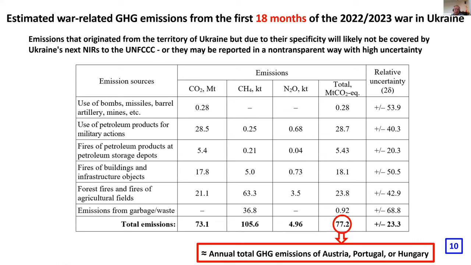To understand the scale of these emissions, I can say that it is of the order of the total GHG emission of Austria, Portugal, or Hungary. Some people who are not familiar with the specifics of the current war can say that IPCC guidelines are flexible, and in each sector there is a category like "other, please specify", and you can report this emission in these other categories. But this is emission caused by the action of the aggressor. Ukraine is not responsible for these emissions to be reported. Next slide, please.